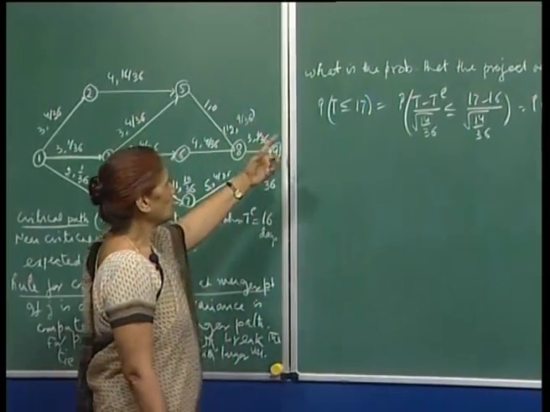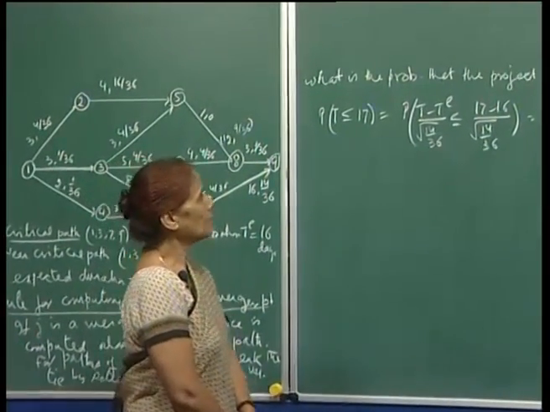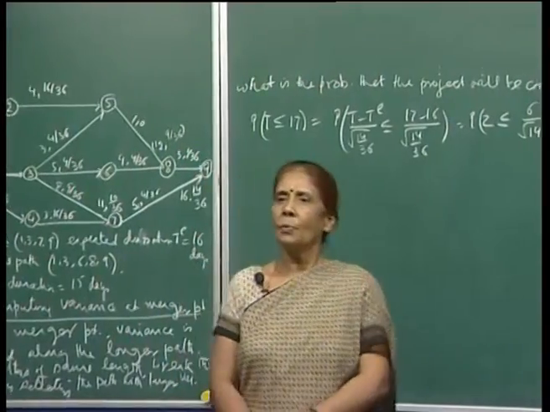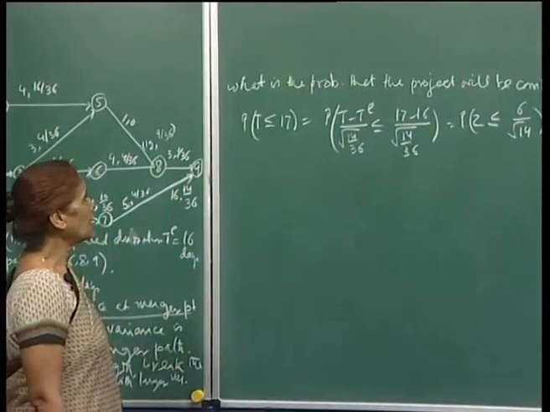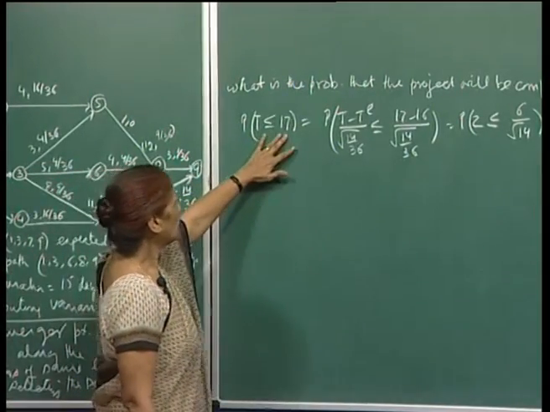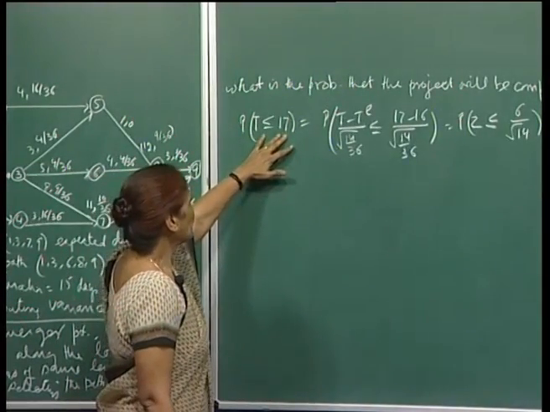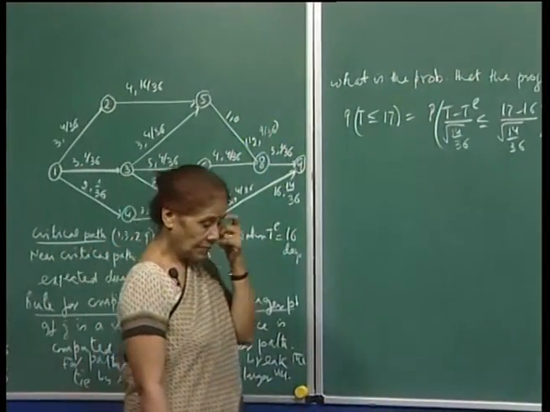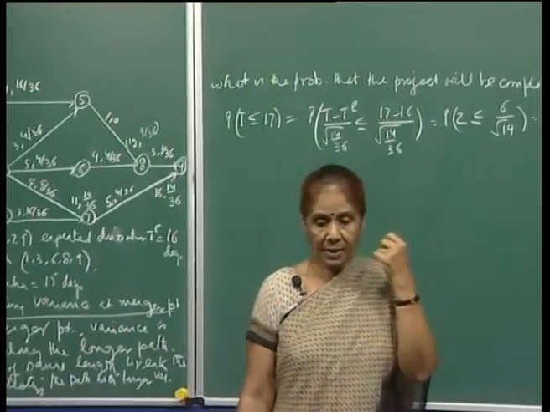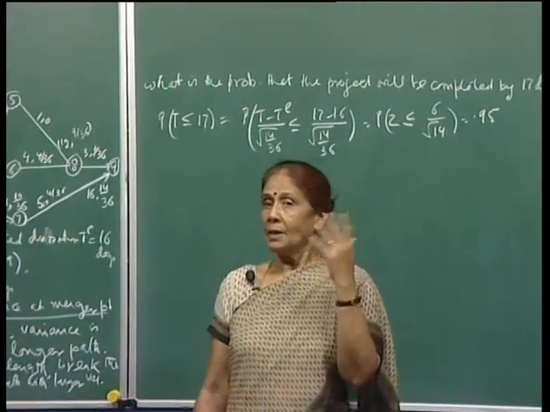So, one of the questions would be, what is the probability that the project will be completed by 17 days? Suppose whoever wants to get the project completed has given you that deadline. So, then you have to compute this probability, and see here again, because we said that each activity of the project has a beta distribution, and they are independent.